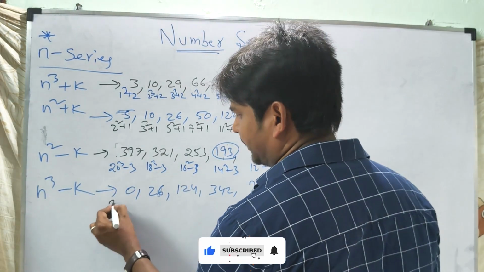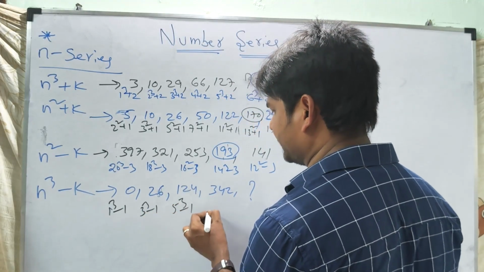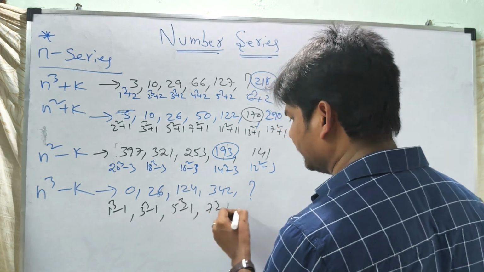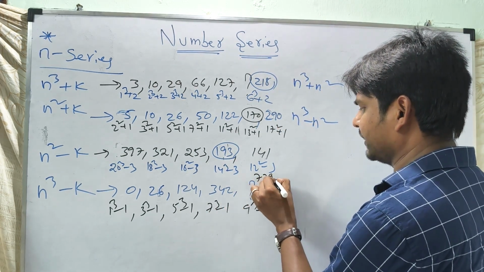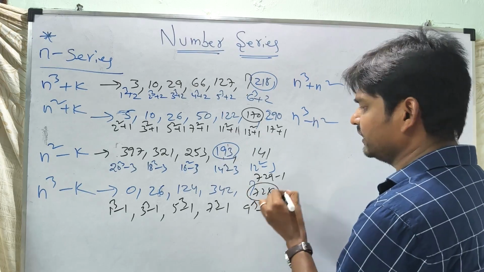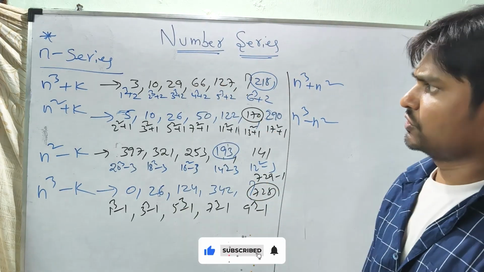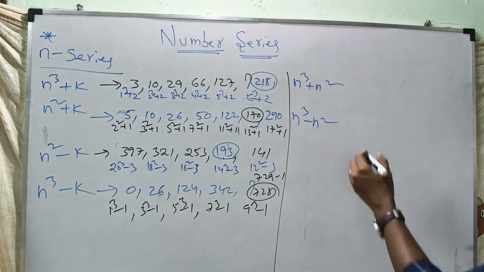Okay. Now, shall I write 1 cube minus 1, 3 cube minus 1, 5 cube minus 1, 7 cube minus 1. According to this order, next would be 9 cube minus 1. So 9 cube is what? 729 minus 1, 728. Clear? So like this, you will get questions from this n series. Very, very interesting. Next, n cube plus n square.